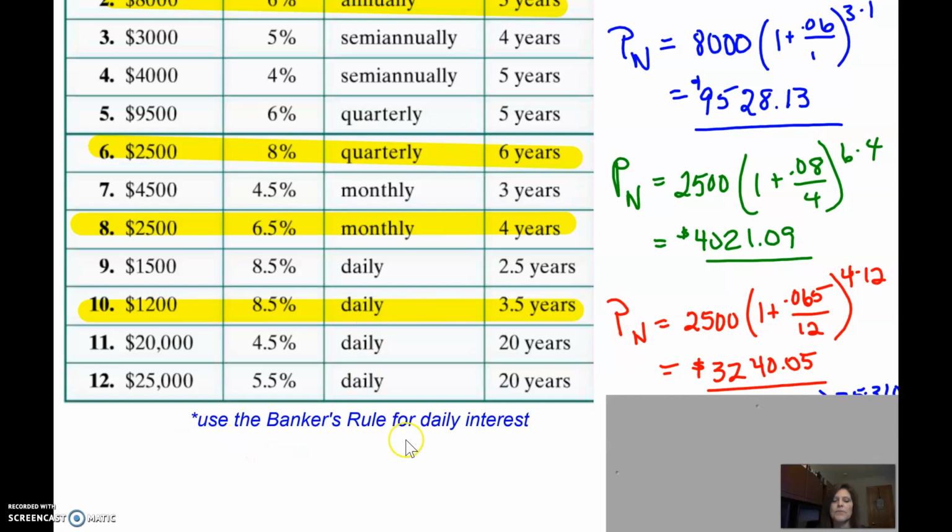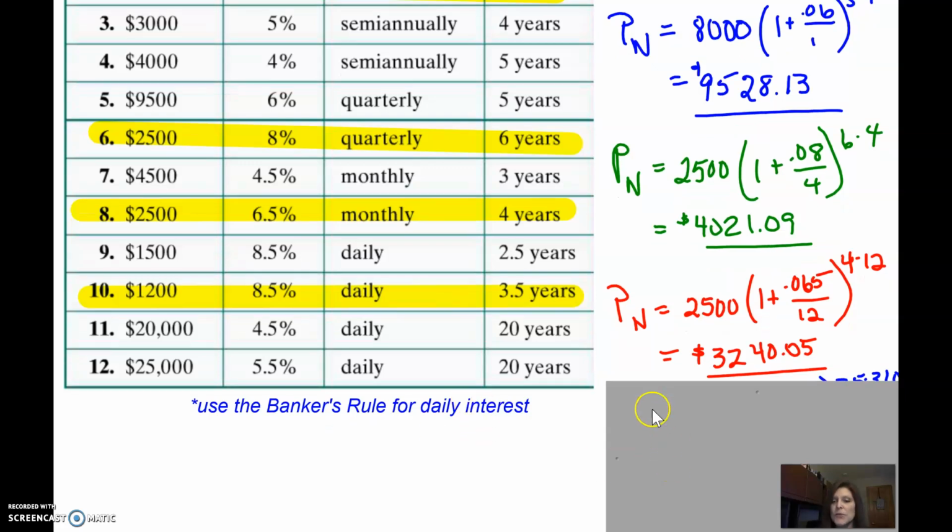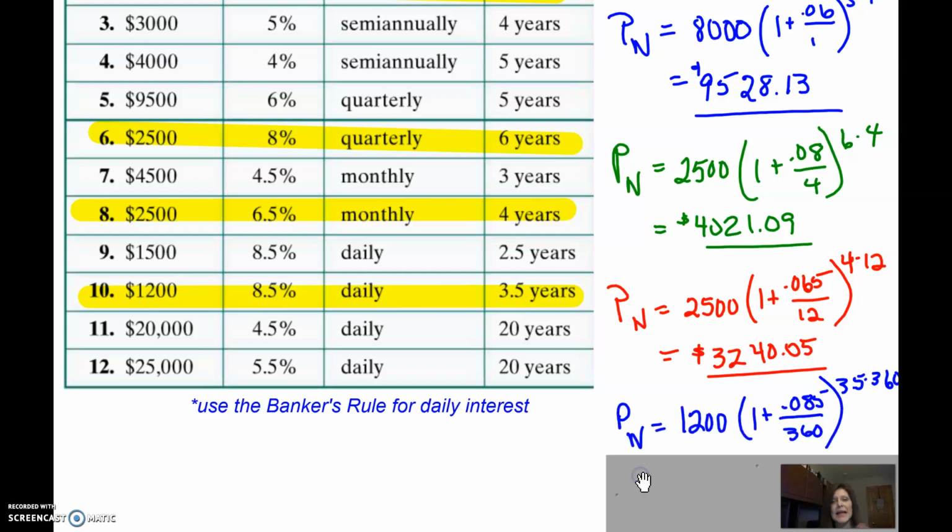And then that last one. Okay, now I put in here a note that says use the banker's rule for daily interest. Now you might not have seen that a minute ago, but you can recalculate it real quickly if you didn't. In a previous video, we mentioned banker's rule means that you're going to use 360 days for a year, even though in a normal year there's 365. Okay, it's just a nicer number. So we're going to use the banker's rule, which means my K is going to be 360 for number 10.